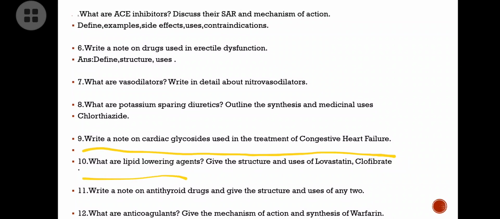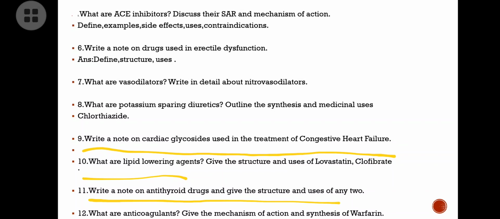What are lipid lowering agents? Same, that is anti-hyperlipidemic, that you have to write. Lovastatin, clofibrate, these all are some examples. Write a note on anti-thyroid drugs. Anti-thyroid drugs, very important. Maybe this time there is a chance they ask this in 10 marks. Anti-thyroid drugs, uses, structures.